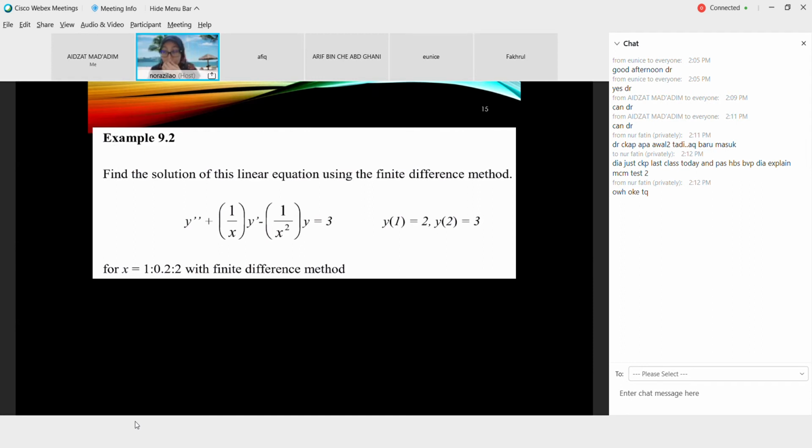Okay, Fakrul. What is the first step that we need to do for this problem? What second derivative? Okay, so you want to substitute this one, right? Can you give me the equation?